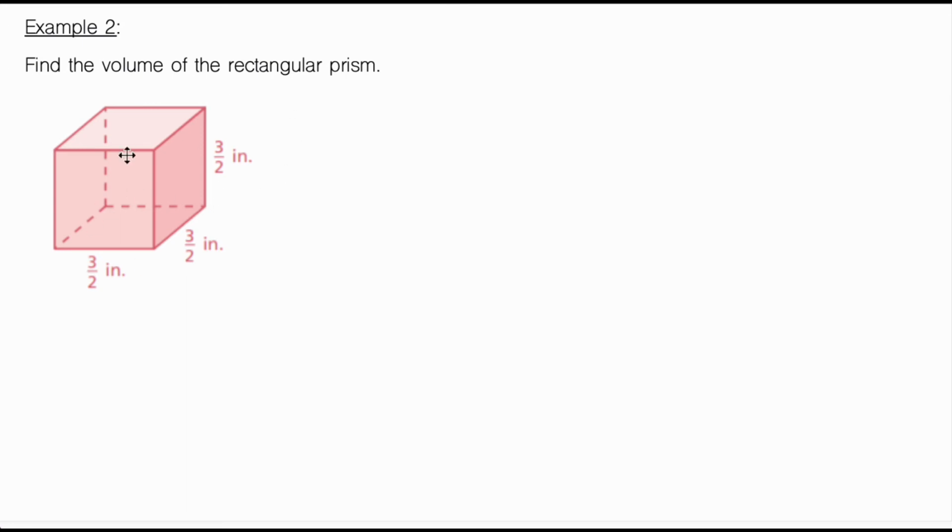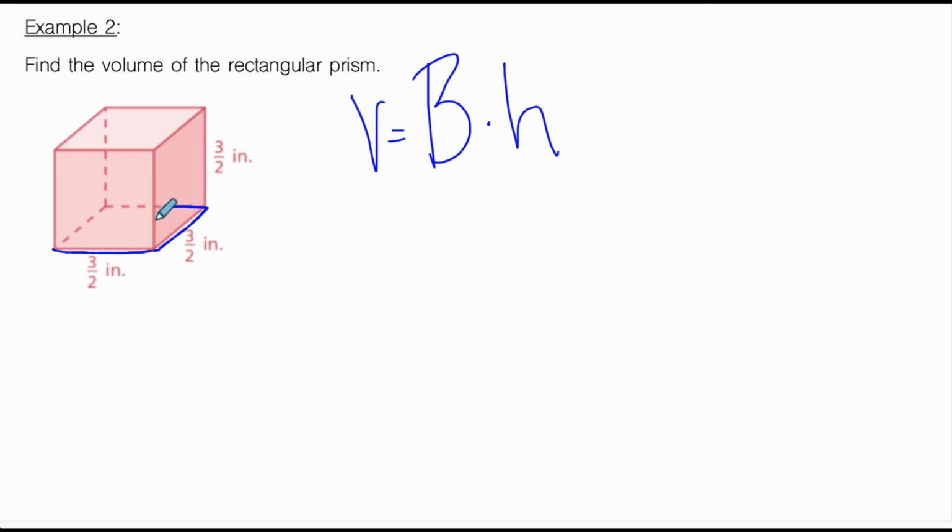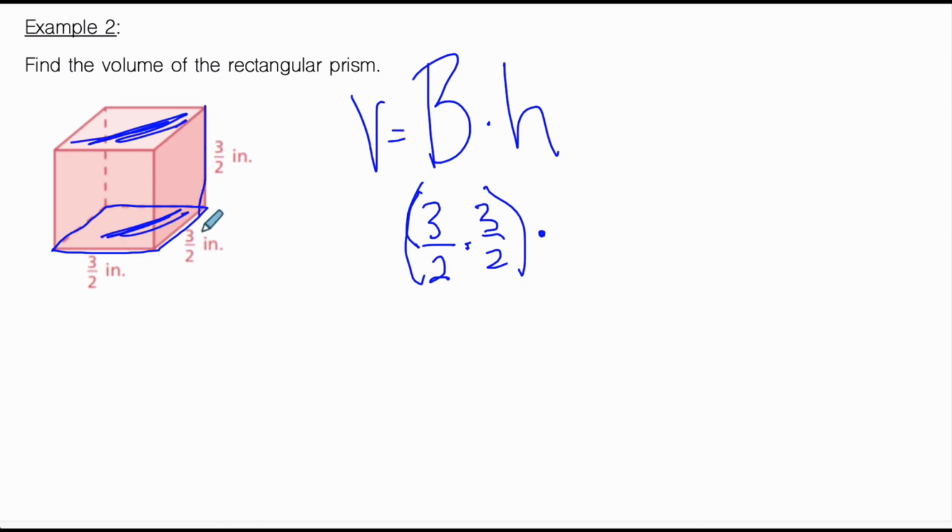Another example for those who'd like to see an extra one. We've got this beautiful pinkish red hued rectangular prism, and volume is found by doing the area of the base, big B, times the height of the prism itself. Well, the base is this square. And how do you find the area of a square? The area of the base, length times width. So that's going to be 3/2 times 3/2 times the height of the prism. The height is from base to base, and that's going to be this distance here, which is 3/2.